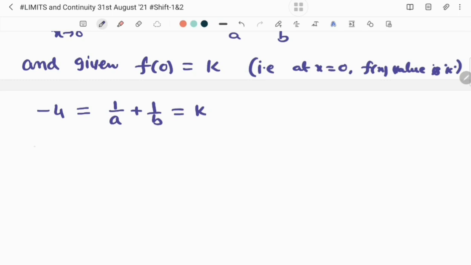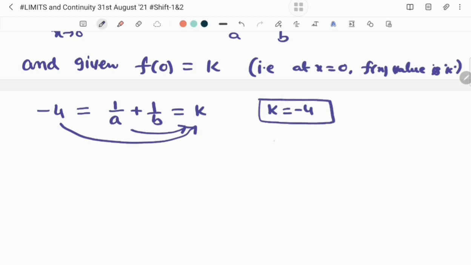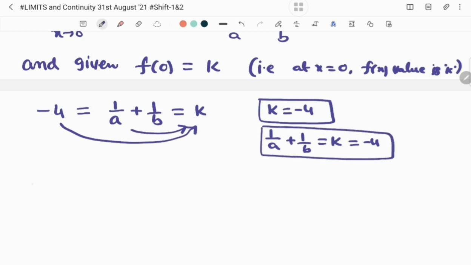Now equating these two, k is equal to minus 4 and 1 by a plus 1 by b is also equal to k. So whenever k is equal to minus 4, 1 by a plus 1 by b value is also minus 4 only. Now come to the question, 1 by a plus 1 by b plus 4 by k they are asking. So 1 by a plus 1 by b value is what? Minus 4 from here, plus 4 by k value.